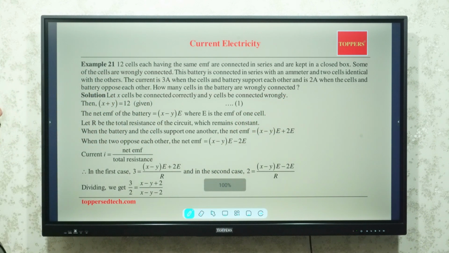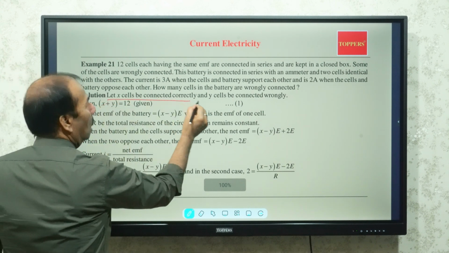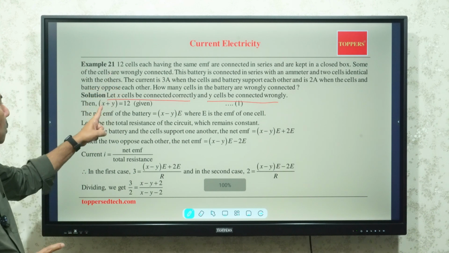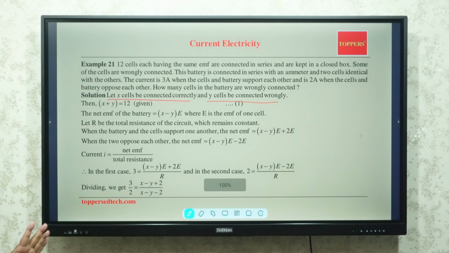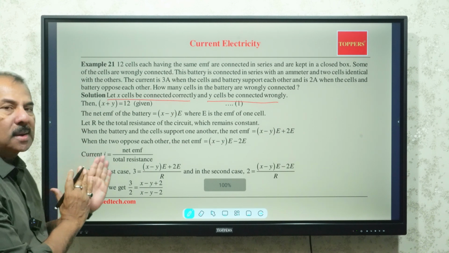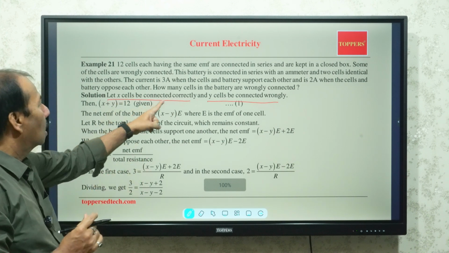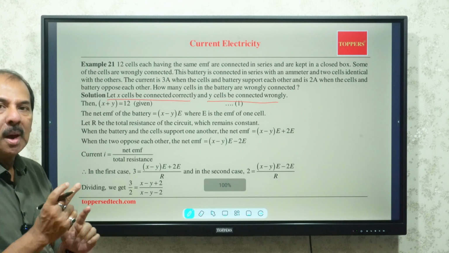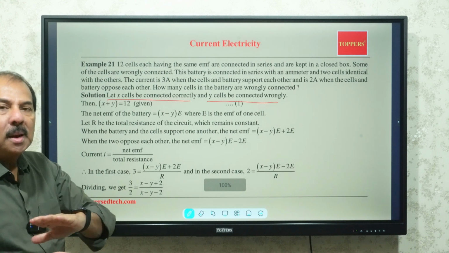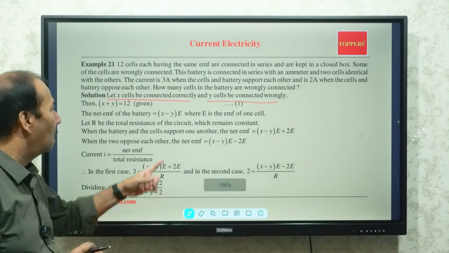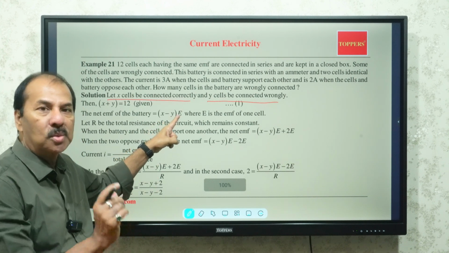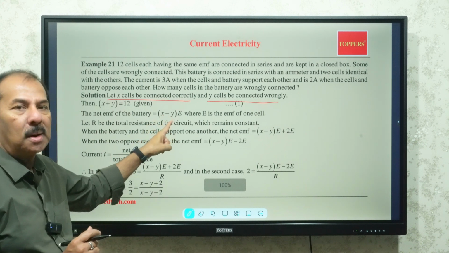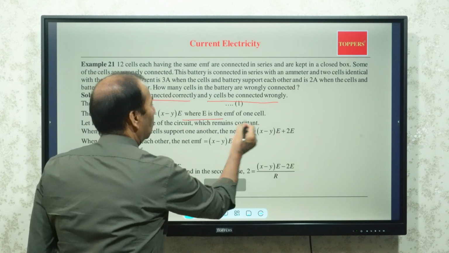Again, let X cells be connected correctly and Y cells be connected wrongly. The total number of cells is 12, so X plus Y is equal to 12. Now the net EMF: X cells are connected correctly, so the total EMF will be X into E. Y cells are connected wrongly, meaning in the opposite direction of these X, so it will be Y into E. So the net EMF is X into E minus Y into E, which becomes (X minus Y) into E, where E is the EMF of each cell.